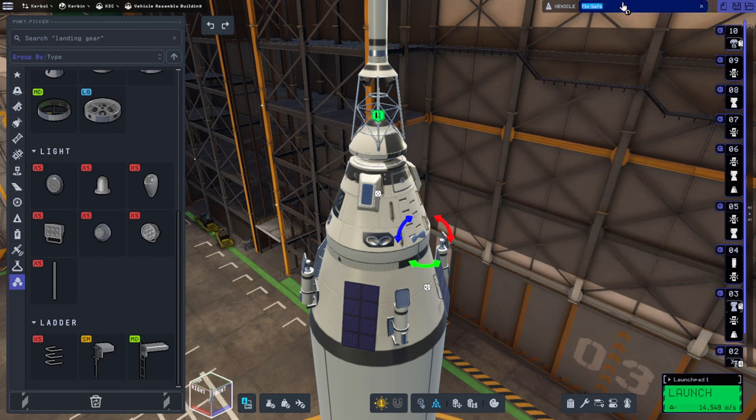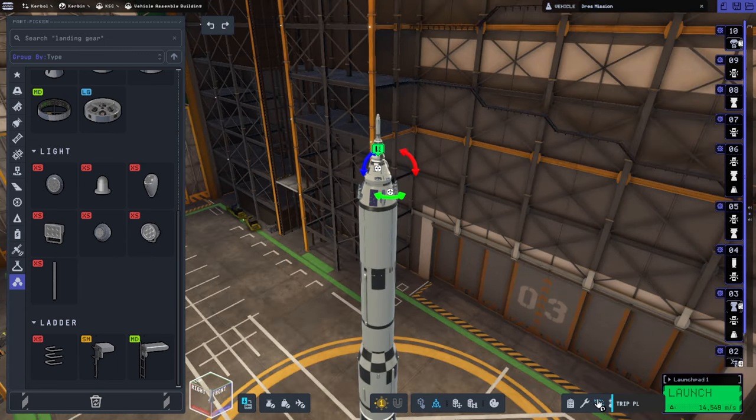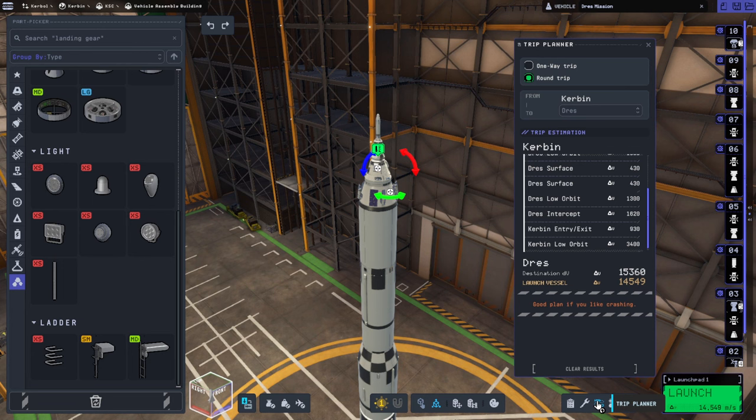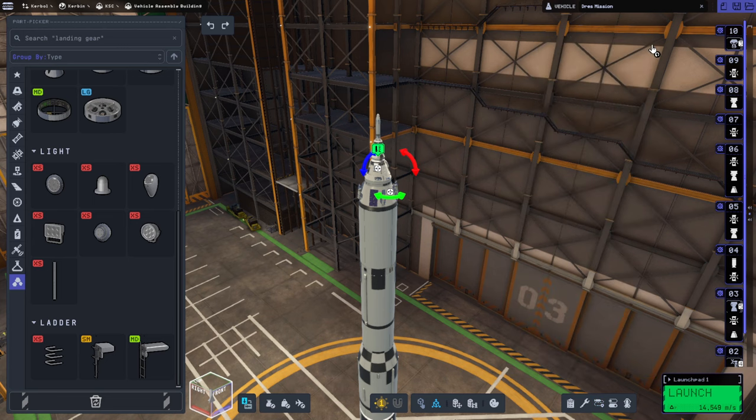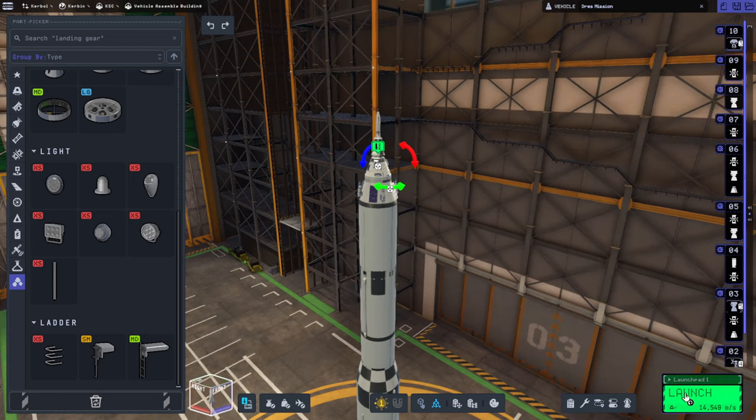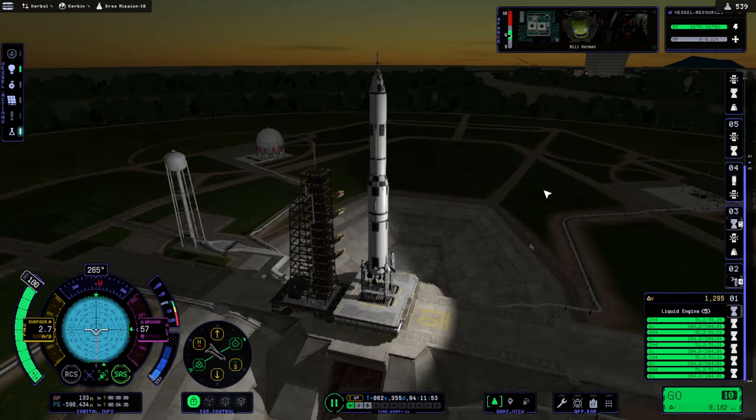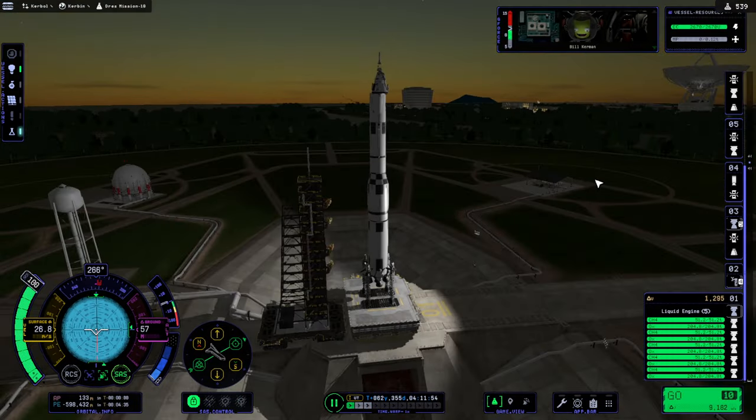Maybe I shouldn't have put the ladder. Okay, Dres mission. Alright, well, we've got 14,000 trip planners. Says 15,000, but trip planners including 3,000 for low orbit. So, should be okay. It's wiggling. Oh no, it's doing that. Oh no.